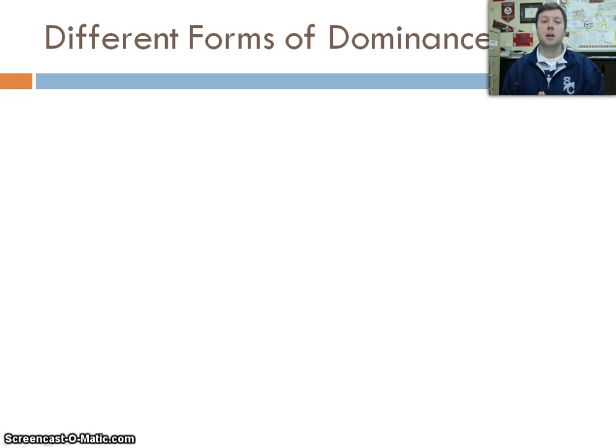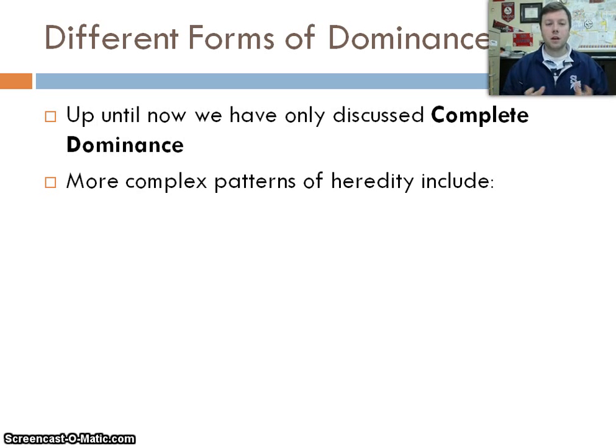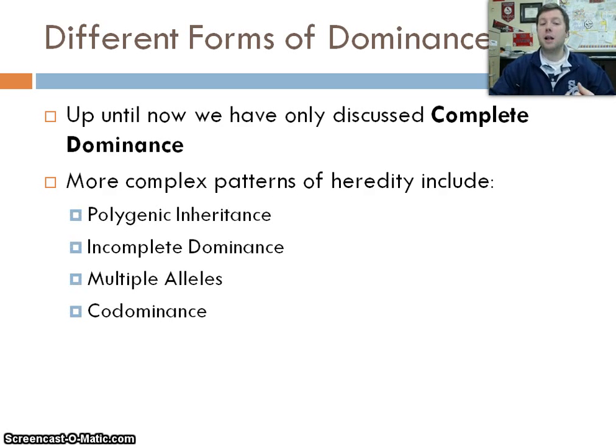of complete dominance. Today, the different forms a lot of times are referred to as complex patterns of heredity or non-Mendelian genetics. So again, up till now, we've only discussed one version, which was complete dominance, but as to be expected, more complex patterns of heredity can include polygenic inheritance, incomplete dominance, multiple alleles, and codominance.